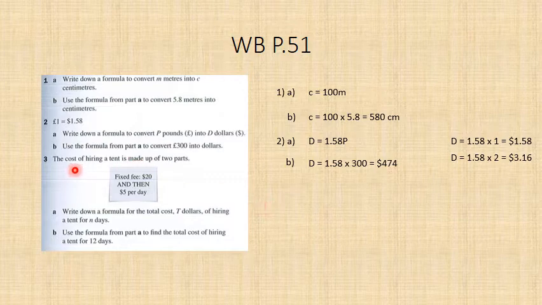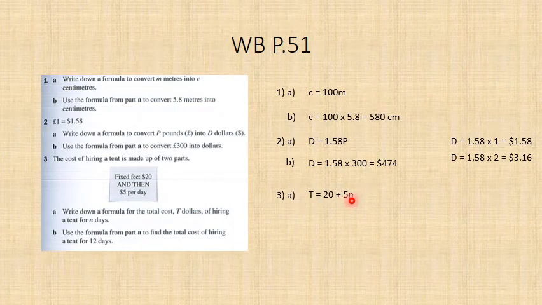Okay, for question 3 here, he's saying the cost of hiring a tent is made up of 2 parts: a fixed fee, which is $20, and then $5 per day. So he needs me to write down a formula for the total cost, T dollars, of hiring a tent for N days. The total cost is made of 2 parts, the fixed fee and the dollars that I will pay per day. So T dollars is the total cost that I will pay: it's $20, the fixed fee, plus $5 per day, 5N.